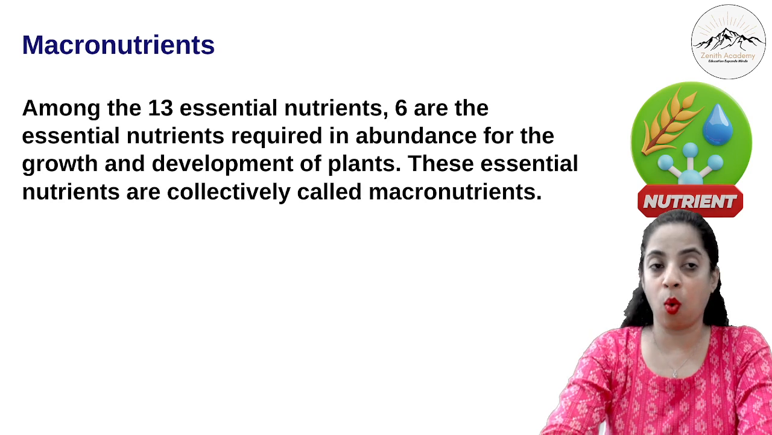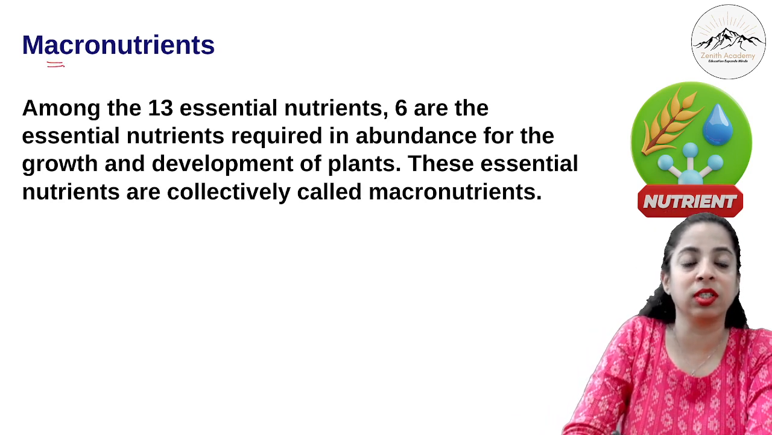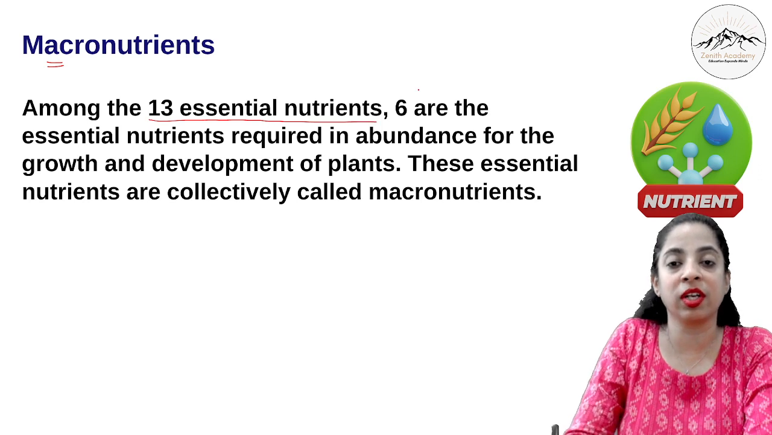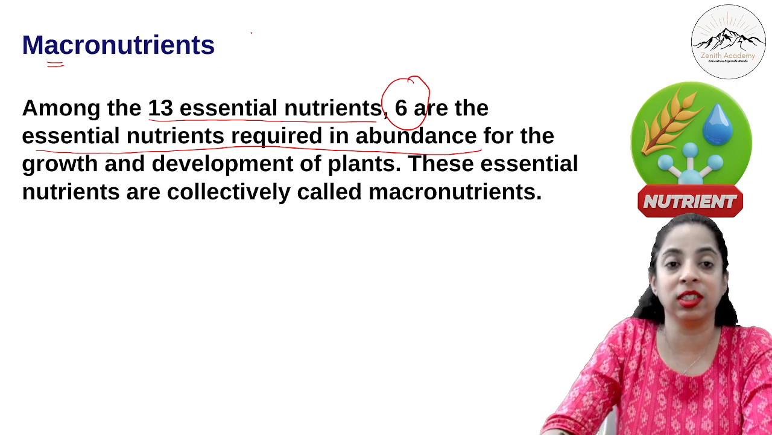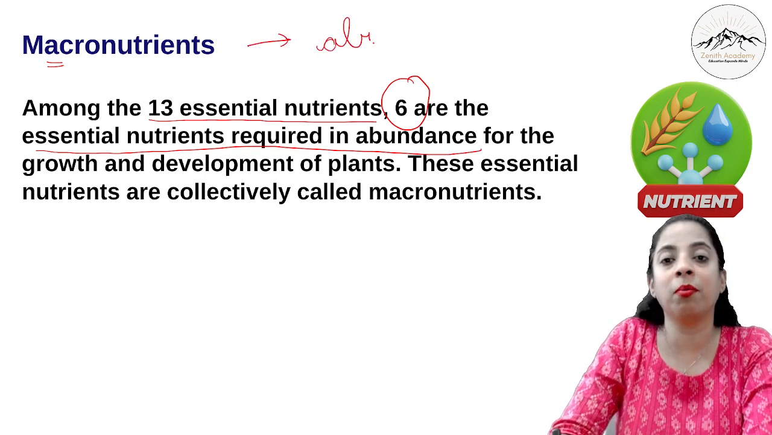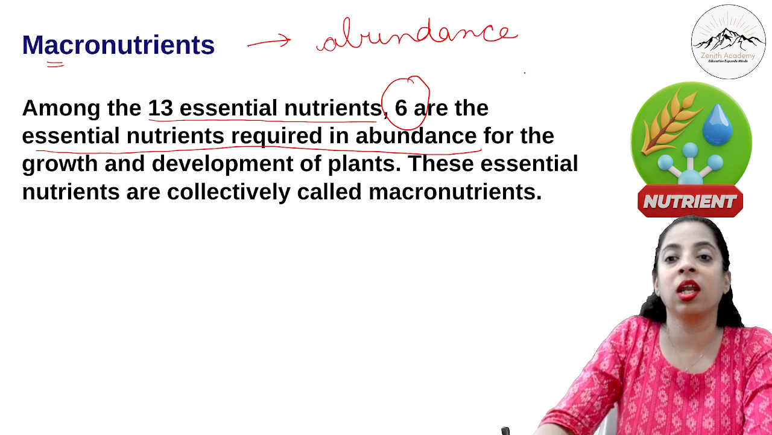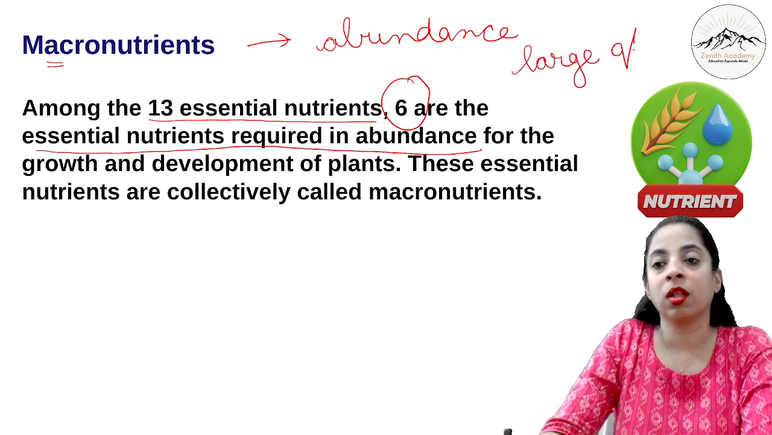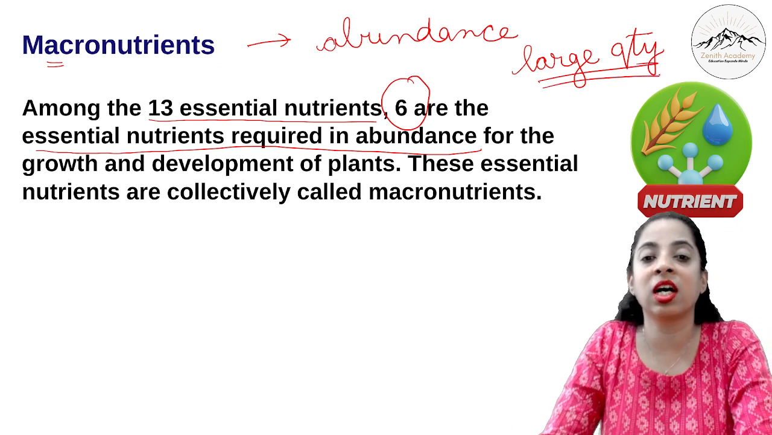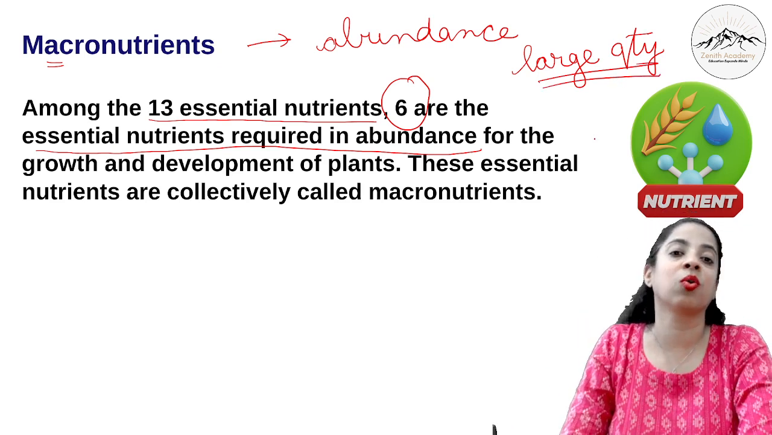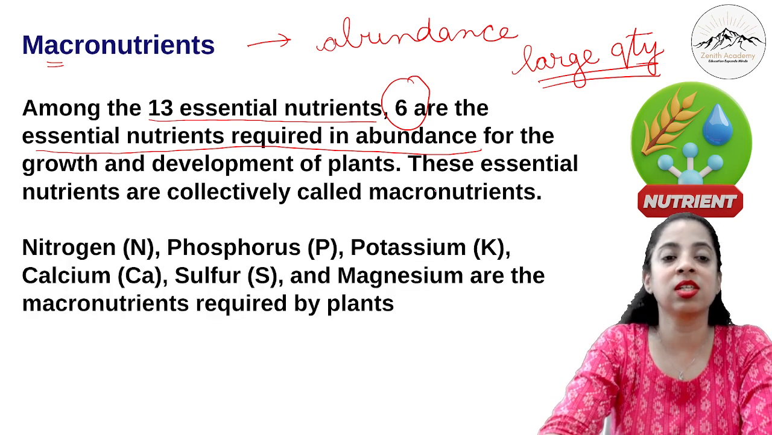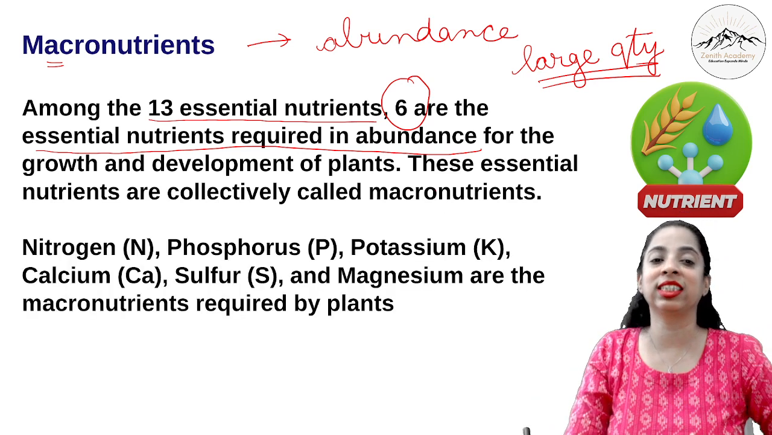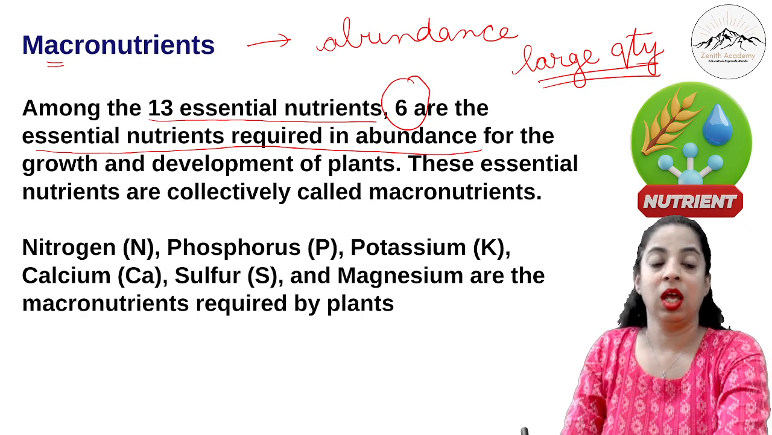Now what are macronutrients? Among the 13 essential nutrients, 6 are the essential nutrients required in abundance. Macro means in abundance or in large quantities. So those nutrients which are required in large quantities for the essential growth and development of plants are known as macronutrients. Now you should know what are these 6 macronutrients. You should remember their names.